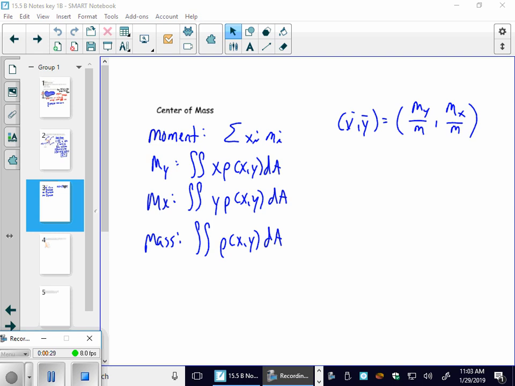So remember that your moment is the sum of all of your x sub i's, m sub i's. The moment with respect to y is going to be a double integral of x rho x y dA, and the moment with respect to x is going to be the double integral y rho x y dA, and then the mass is just the double integral of the rho x y. So your x bar and y bar are up here in the right hand corner.